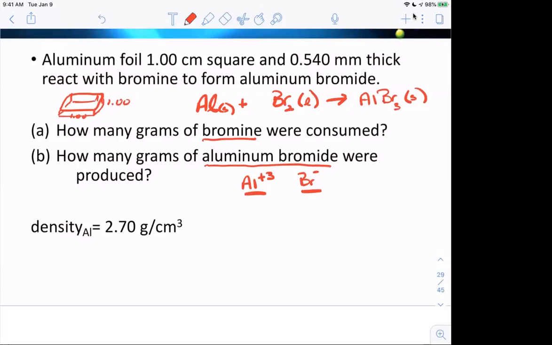So I'm going to start, because this is odd and this is even, I'm going to put a 2 there. That gives me 2 aluminums. 2 times 3 is 6 bromine. To get 6 bromine, I'm going to use a 3 there. So my balanced chemical equation is this.